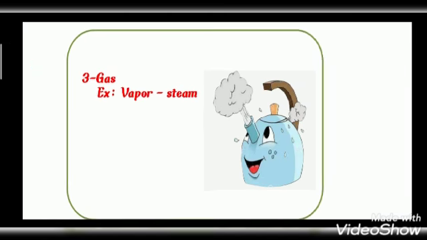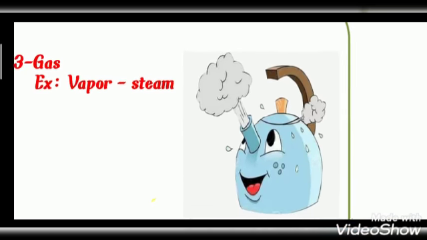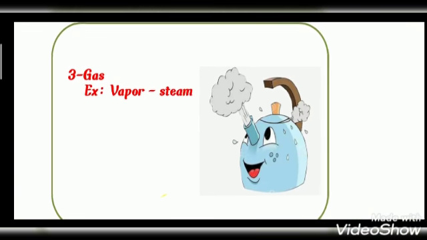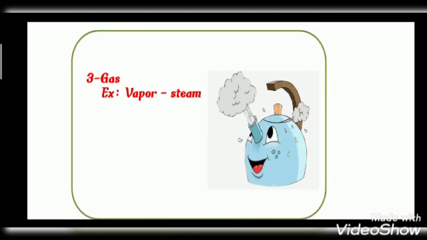You see something. It's called vapor or steam. Vapor or steam, it's a gas form of water. So, the third form of water is called gas.